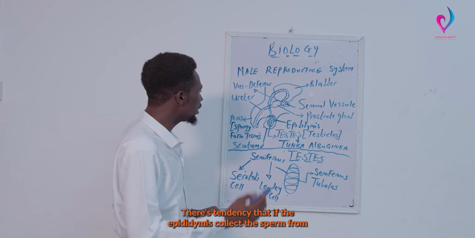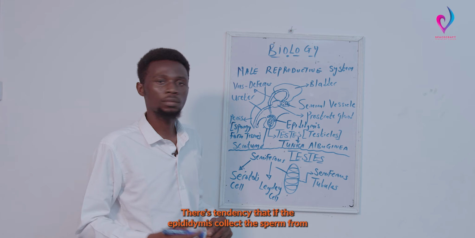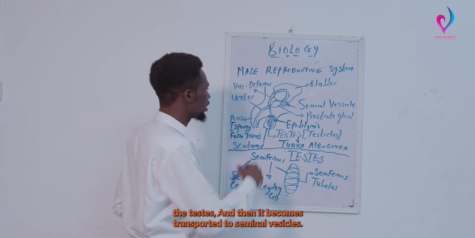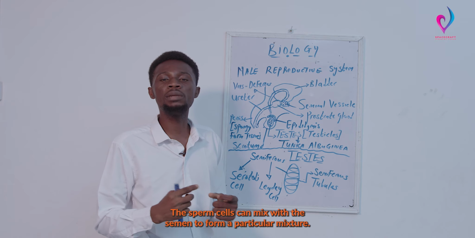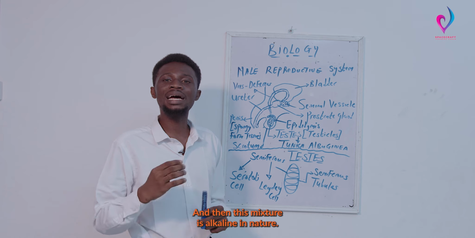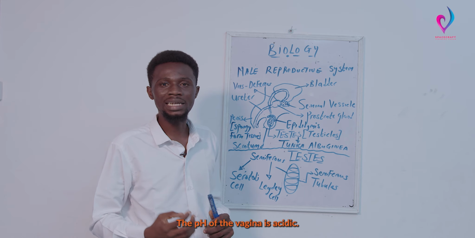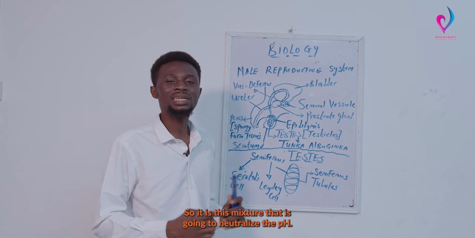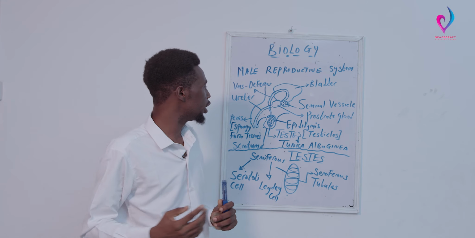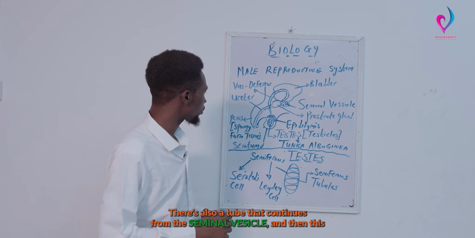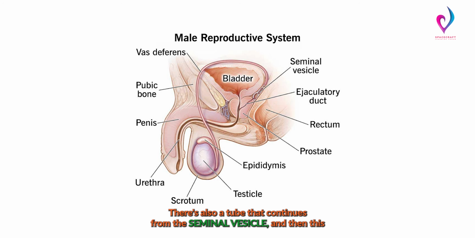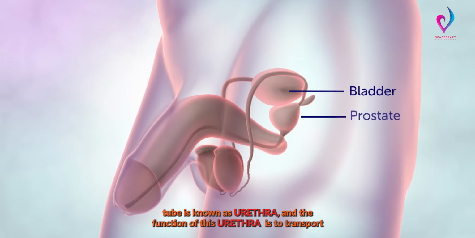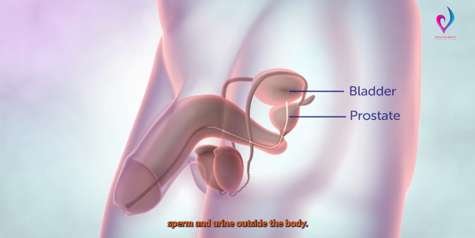The epididymis collects the sperm from the testes, and then it is transported, and the sperm cells can mix with the semen to form a particular mixture, and this mixture is alkaline in nature. The pH of the vagina is acidic, so it is this mixture that is going to neutralize the pH of the vagina. There's also a tube that continues from the seminal vesicle, and this tube is known as the urethra, and the function of this urethra is to transport sperm and urine outside the body.